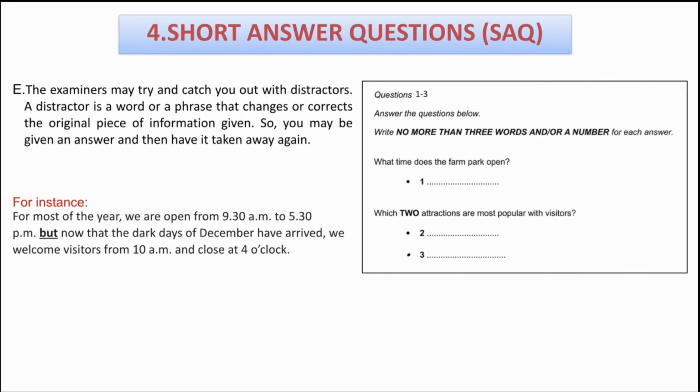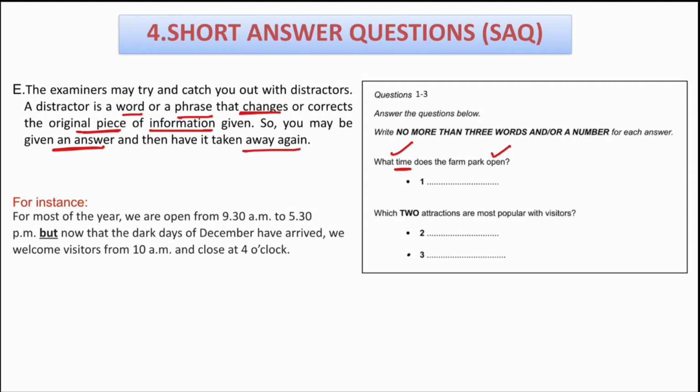The last but not the least thing you need to know about short answer questions is that the examiner may try to change his opinion by using a lot of distractors. Now, what is a distractor? It can be any word or a phrase that changes the original piece of information he was saying. So you may be given an answer once and then you have to take it back. For example, for question number 1, the opening time was asked.